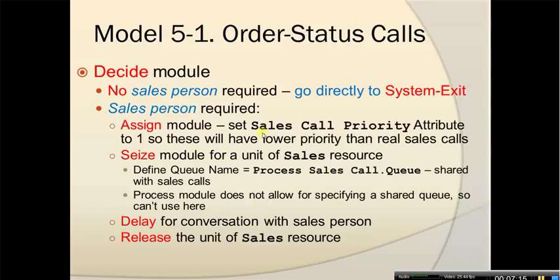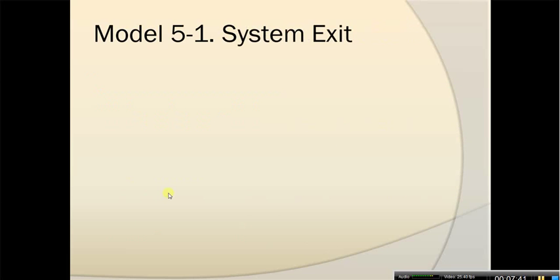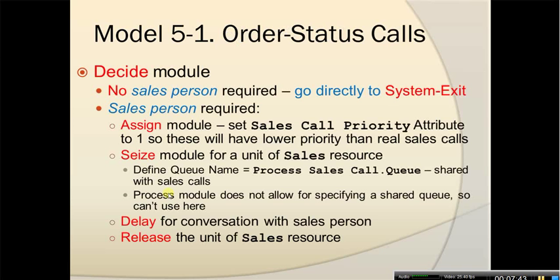So as you can see, we are actually going to be modeling seize, delay, and release here all separately, while in the process it would be all together, but in this case we can't use the process. We have to separate it into separate modules, otherwise we can't introduce a shared queue unless we introduce this separate seize module.